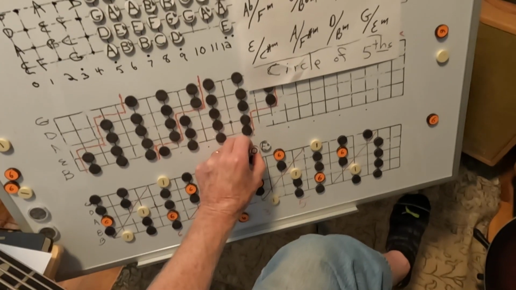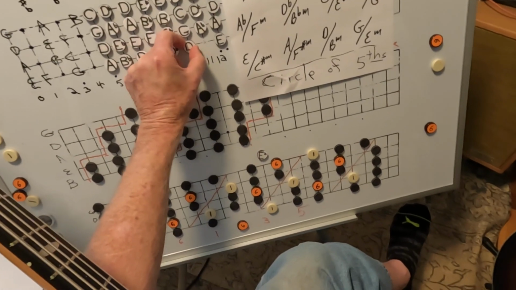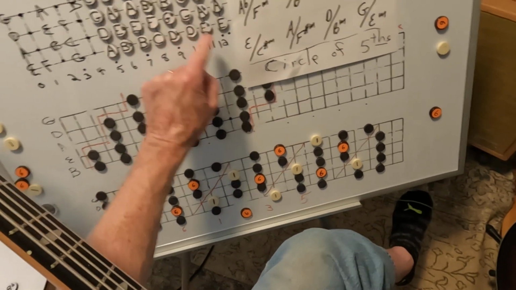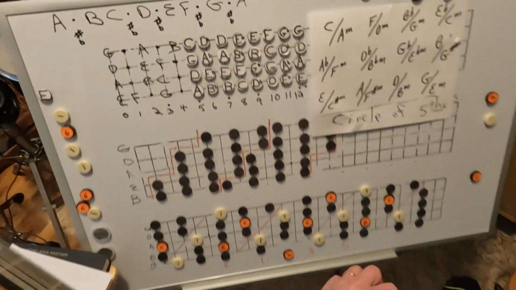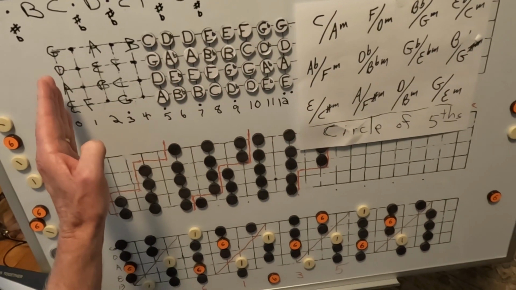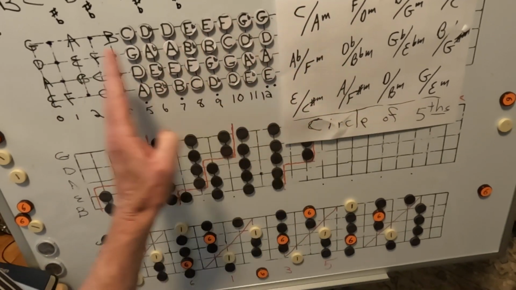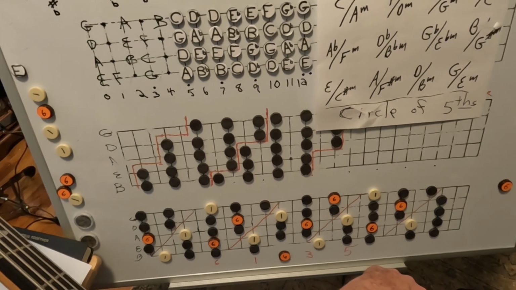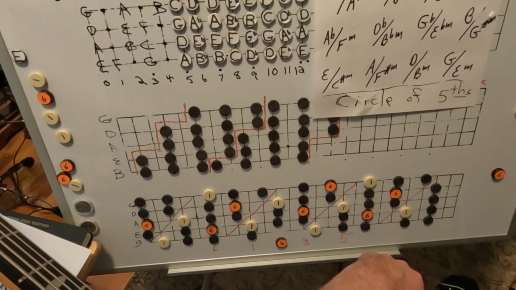And finally, on the E string at the 10th fret is a D, and on the 11th fret is an E flat. So we can put all those 8 notes in there and complete our whole 12 fret fingerboard with all the notes on it.